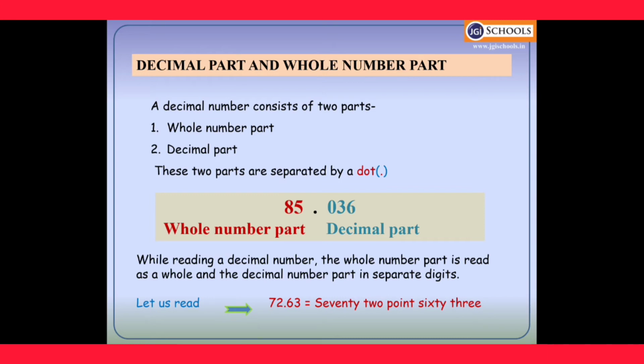Okay. Now, decimal part and the whole number part. What is the decimal part and what is the whole number part? See, there is a number 85.036. The number before the decimal point is the whole number part, and the number after the decimal point is the decimal part. Okay, and these two parts are separated by a dot, and the dot is known as the decimal point.